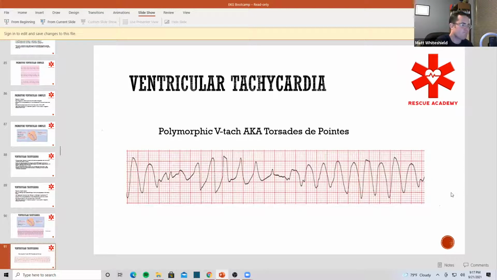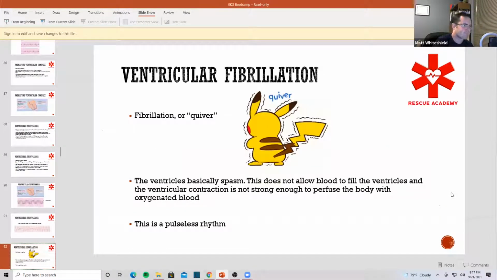Not good, by the way. Both can be seen in cardiac arrest and both can be seen with a pulse. All right. Vfib.